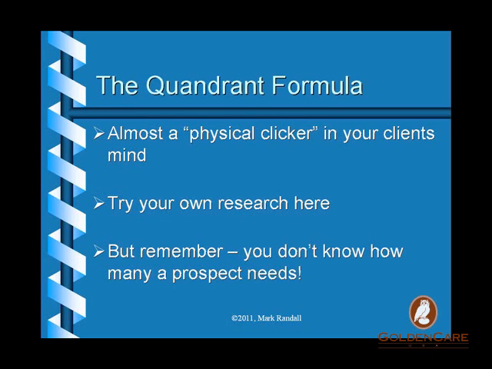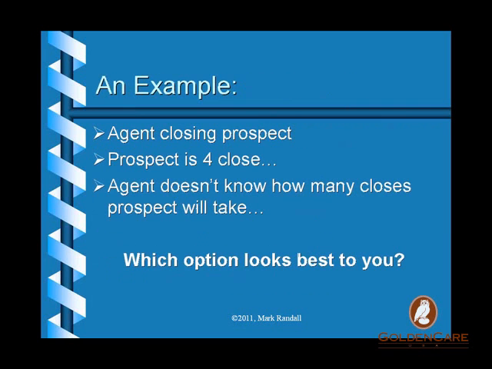And here's what happens in selling all the time. You get out in the field, you walk into a prospect who's a foreclosed person. Now remember, the agent doesn't know how many closes this prospect's going to take. So the agent gets done presenting the product to the client, and he looks across the table and says, what option looks good to you?